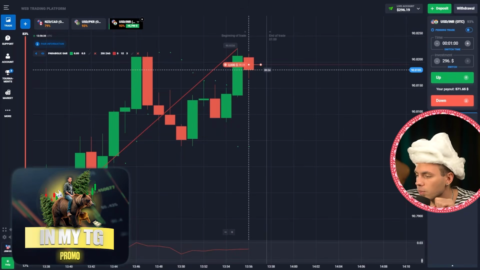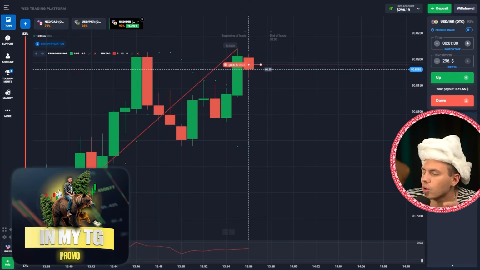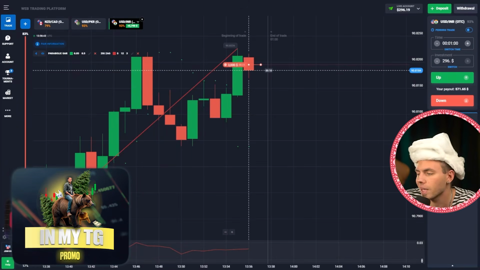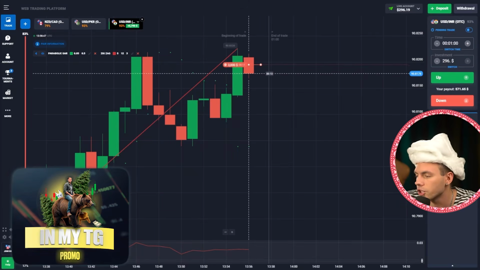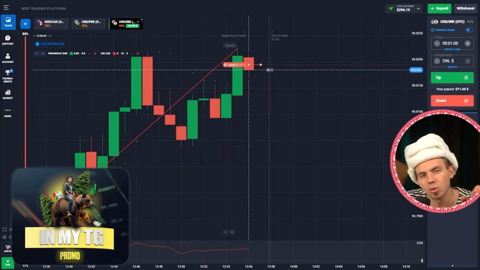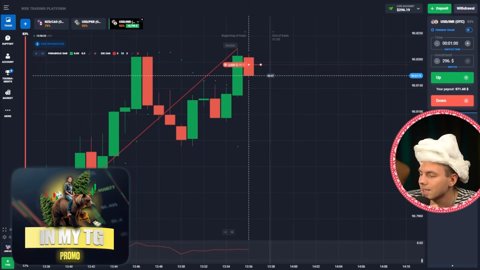And here we also picked a very cool moment, and we expect a pullback down to remove the local overbought zone, which normally happens in high volatility markets. Once you reach the overbought zone, you need to cool down a bit. So that's basically why we opened the sell trade, and I guess this will bring us very cool profits right now.